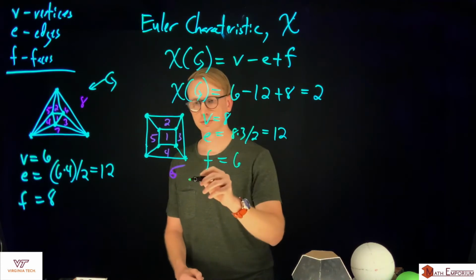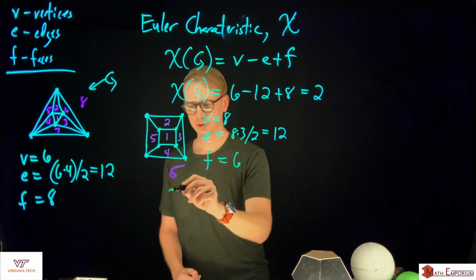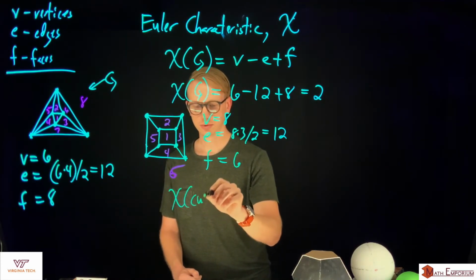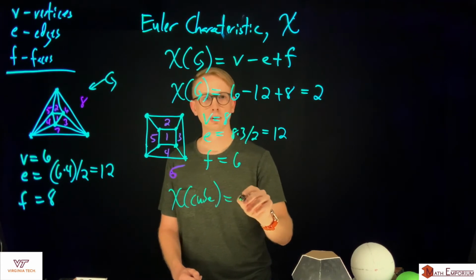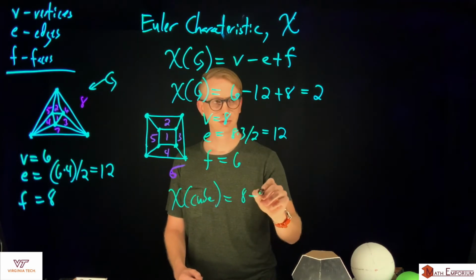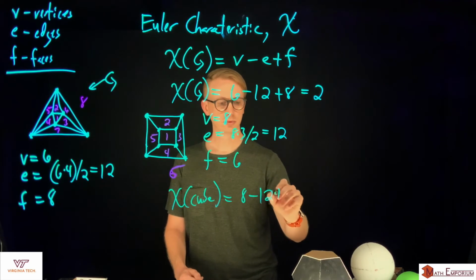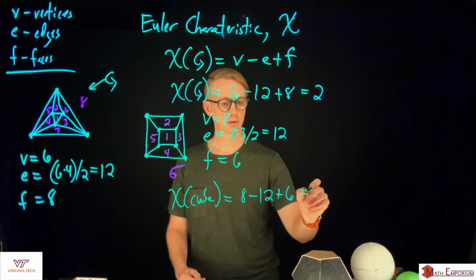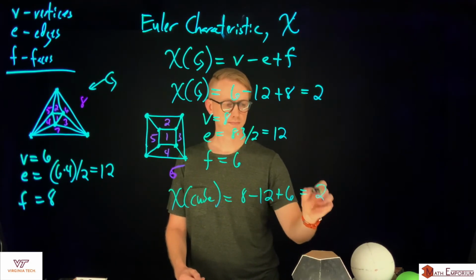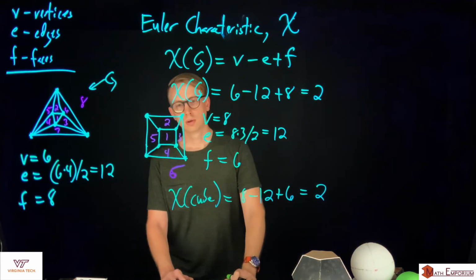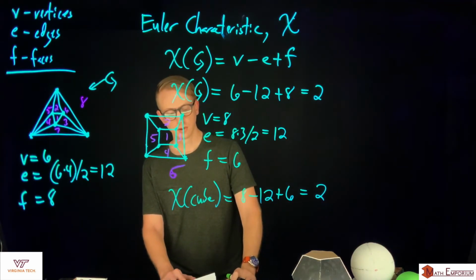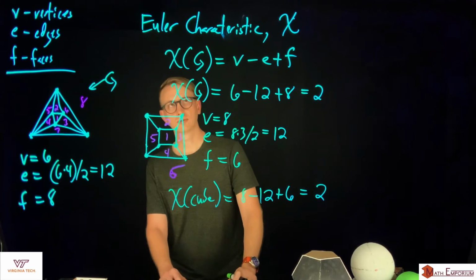Right, let's try this again. So let me just say Euler characteristic of a cube. We have 8 minus 12 plus 6. This is also 2. Okay. Now you can try another planar graph, whatever planar graph you want.